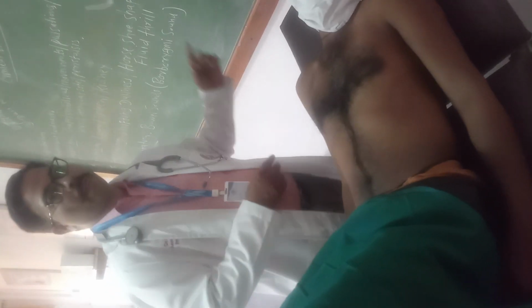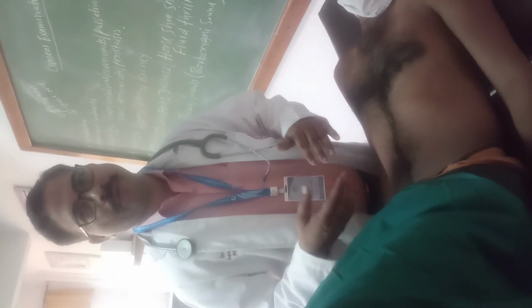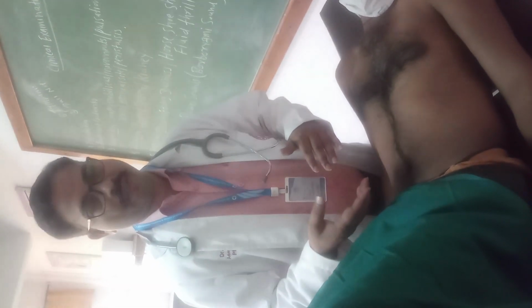Now percussion. In percussion there are 3 things: shifting dullness, horseshoe shaped dullness and fluid thrill. These are the 3 examinations done to detect any pathology in the abdomen. For example, accumulation of fluid in the peritoneal cavity, which is called ascites.